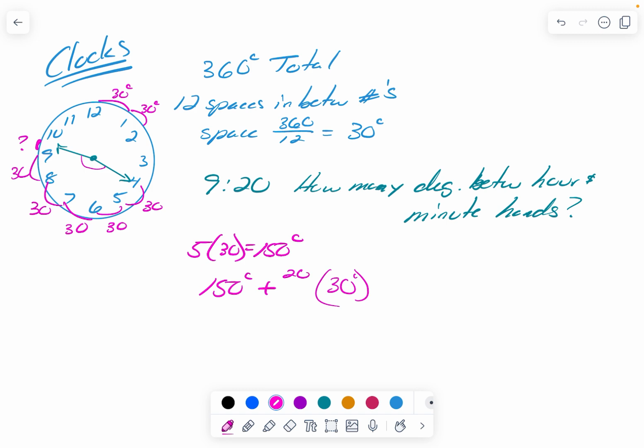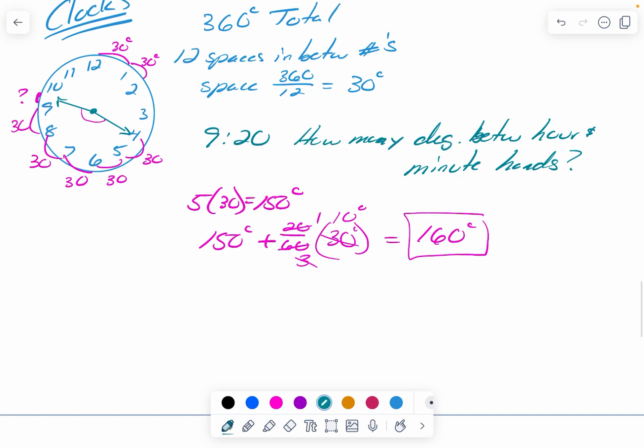And 20 minutes out of 60 minutes have passed, or in other words, 1/3, right? It's a third of the way going from the 9 to the 10. And so we can simplify here, and that little bit works out to be 10 degrees. And so the measurement between the hands on the clock at 9:20 is 160 degrees.